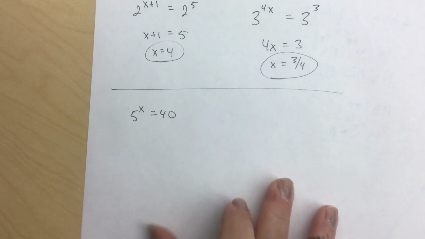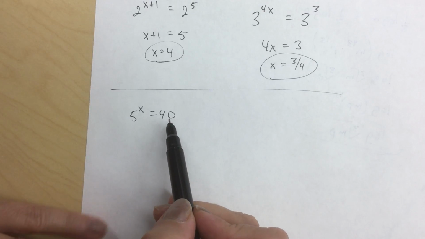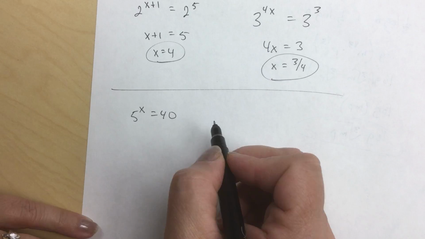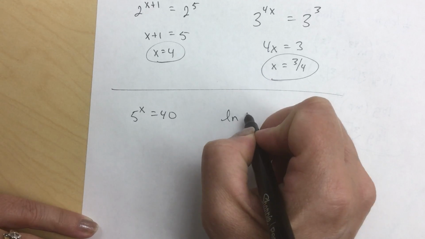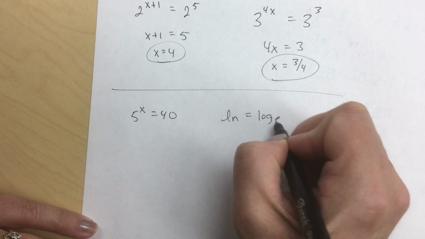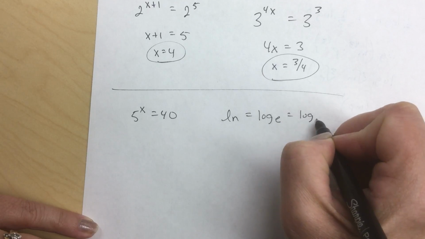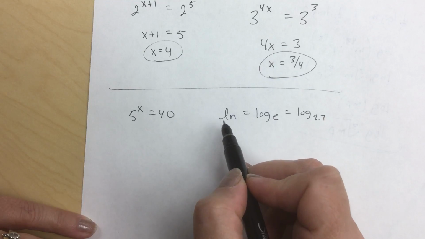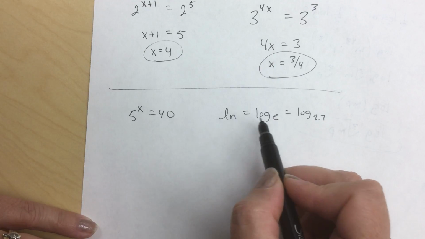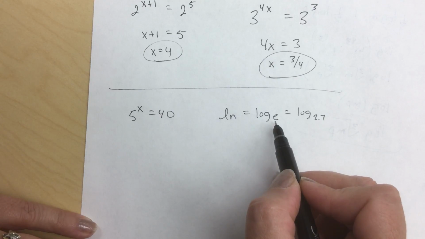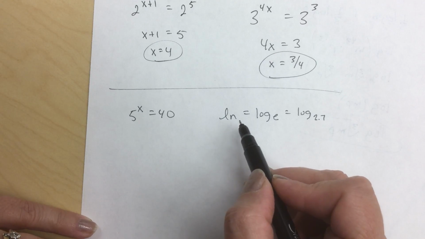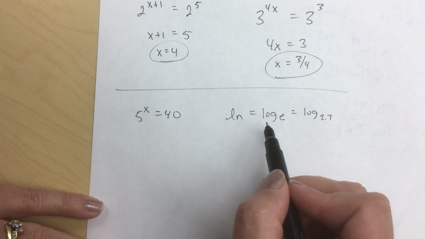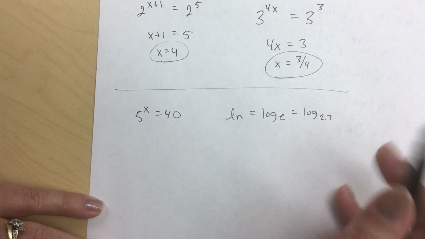In this case, you can't change 40 to a power of 5. So what we're going to do is take the log of both sides. And I'm going to write ln. ln is log base e, or log base 2.7, because e is basically 2.7. So ln is called the natural log, and it's log base e. So I'm going to use ln with a lot of my examples, okay? And all the rules with ln work the same as log base 10 or any base.